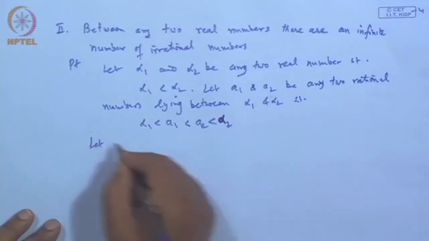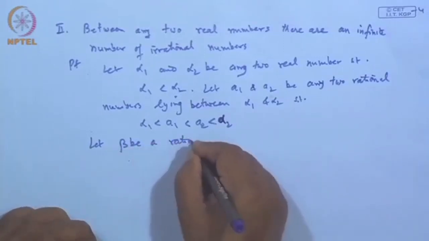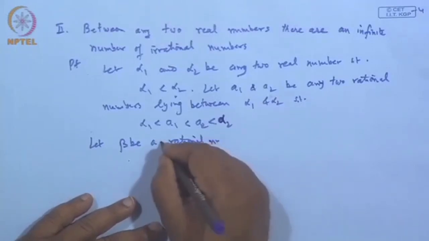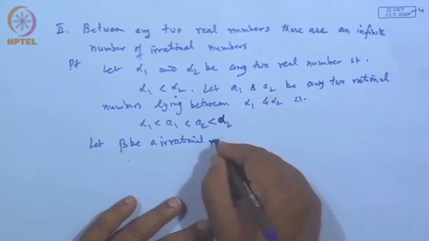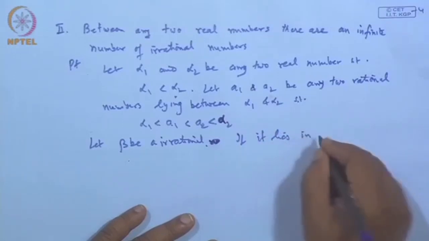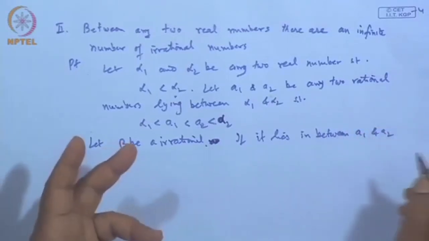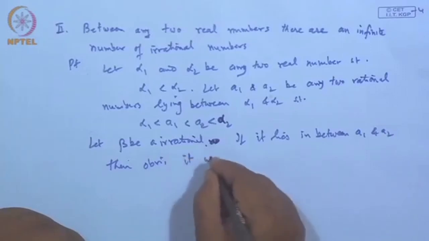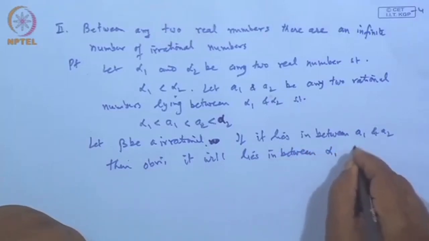So, let beta be an irrational number. If it lies in between A1 and A2, then our problem is solved. Then obviously it will lie in between alpha 1 and alpha 2.